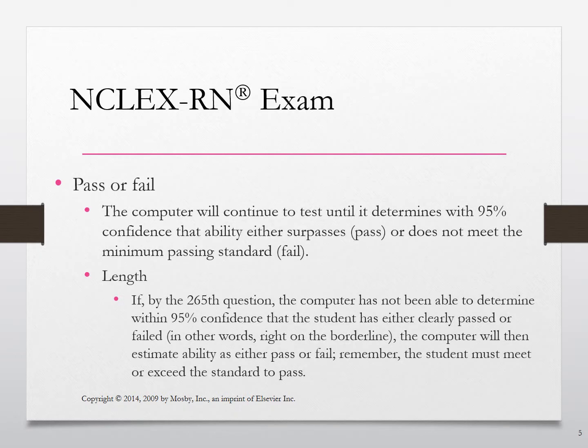The NCLEX RN exam is basically pass or fail. The computer will continue to test until it determines with 95% confidence that ability either surpasses or does not meet the minimum passing standard. If by the 265th question the computer has not been able to determine within 95% confidence that the student has either clearly passed or failed, in other words, it's right on the borderline, the computer will then estimate ability as either pass or fail. Remember, the student must meet or exceed the standard to pass.